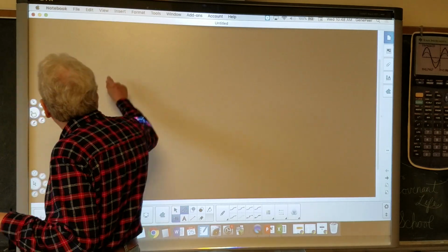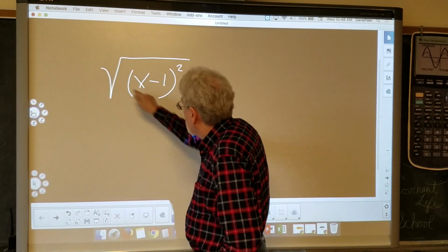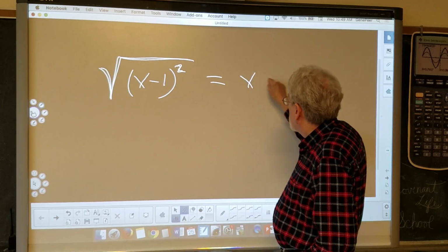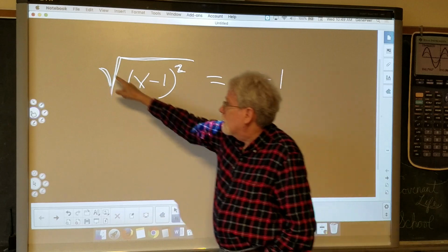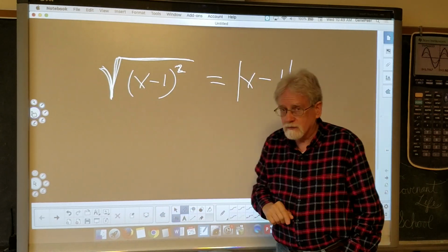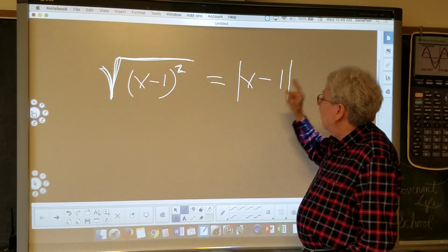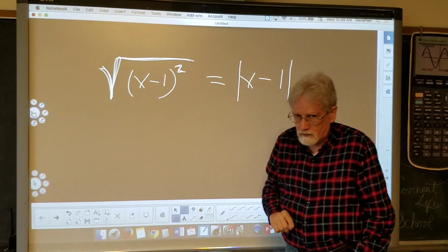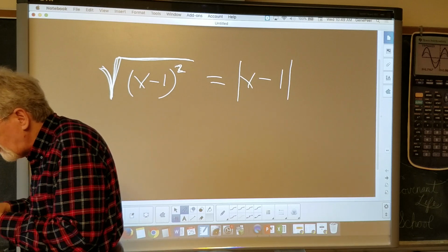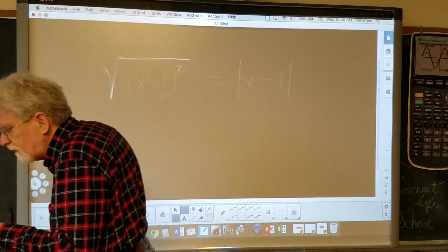Here's another weird example. How about the square root of x minus 1 squared? Well, again, the square root and the square cancel each other out, so we have just x minus 1. But wait just a moment. Anytime you take a square root of something with a variable in it, you need the absolute value. It'll be not just plain x minus 1, but the absolute value of x minus 1. That's vitally important. When it comes time for the Chapter 7 test, you will be held accountable for that little detail.